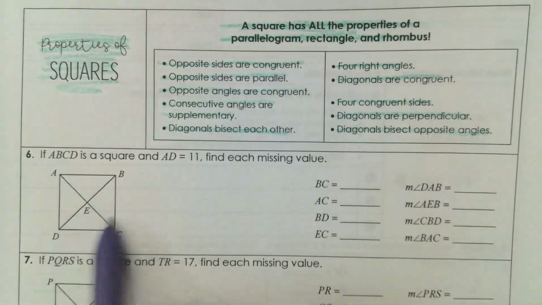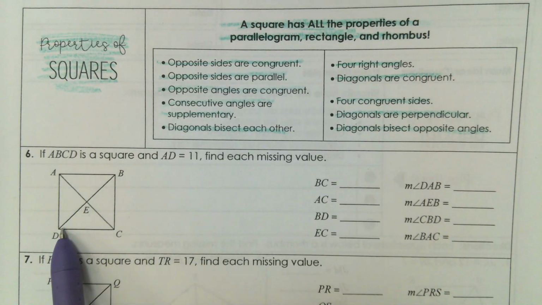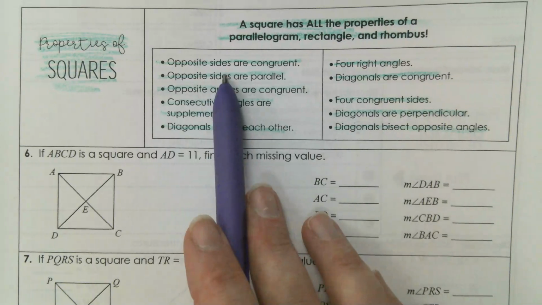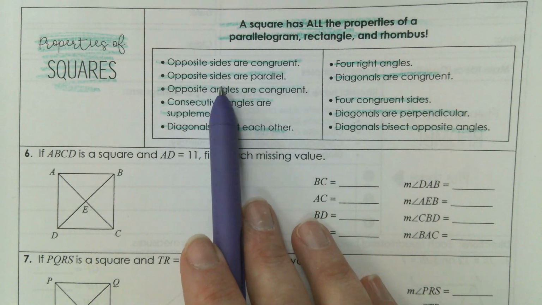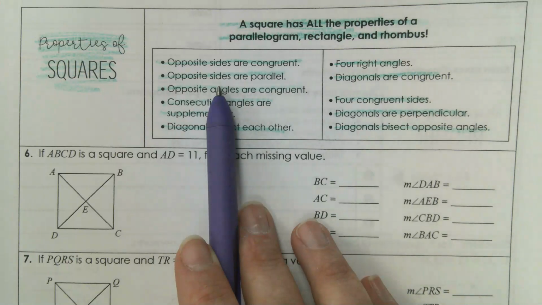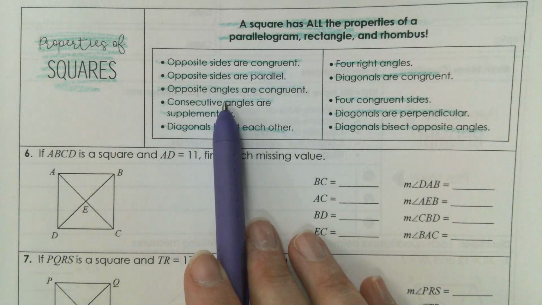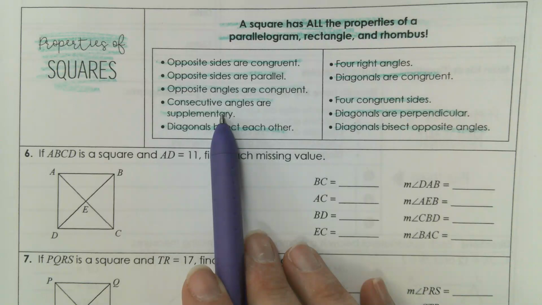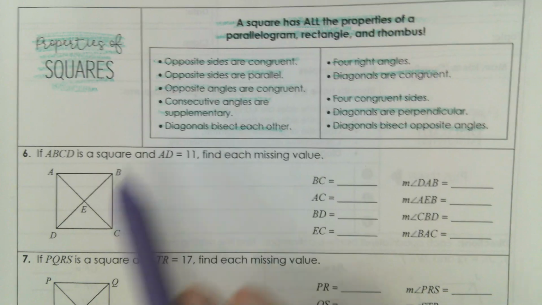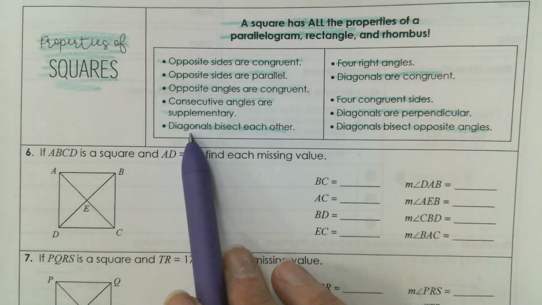So our squares have, we've known this since elementary school, equal sides, 4 equal sides. They have 90-degree angles. Opposite sides are congruent. Opposite sides are parallel, making it a parallelogram. Opposite angles are congruent. Consecutive angles are supplementary, which makes sense: 90 plus 90 is 180.